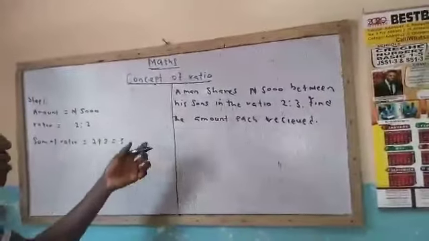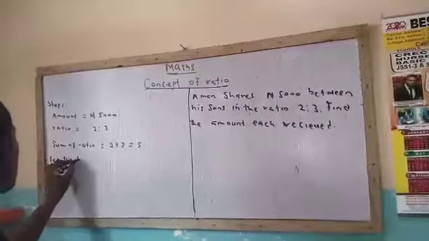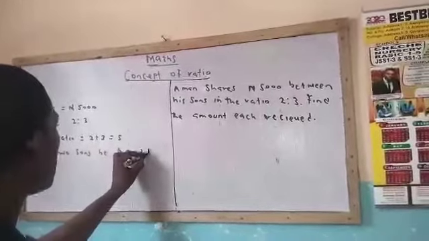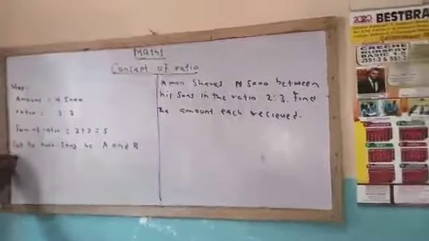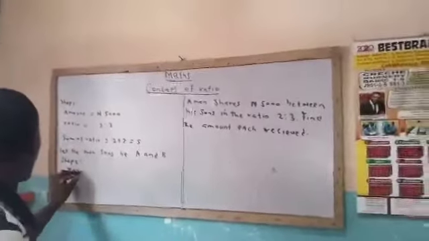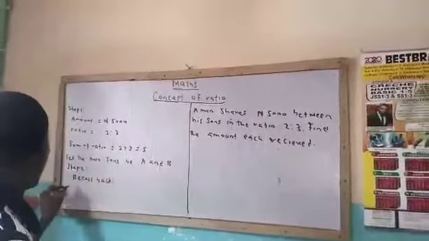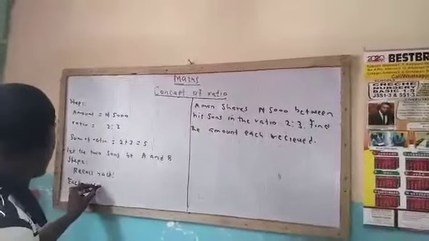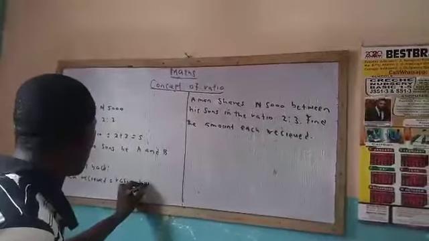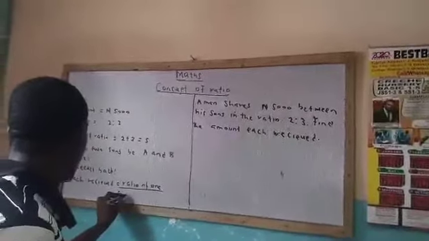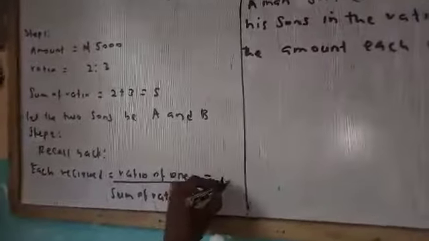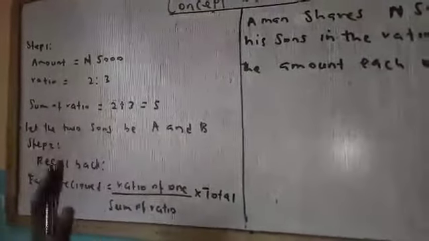Now, since we don't know the names, let the two sons be A and B. Now, what's the formula? That's step 2. Step 2, recall back. What's our formula? Each received is equal to ratio of 1 over the sum of ratio times total. Now, since we've done the analysis, it makes it very, very simple for us to do.